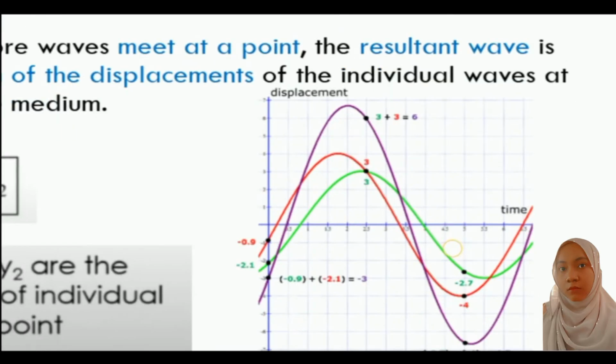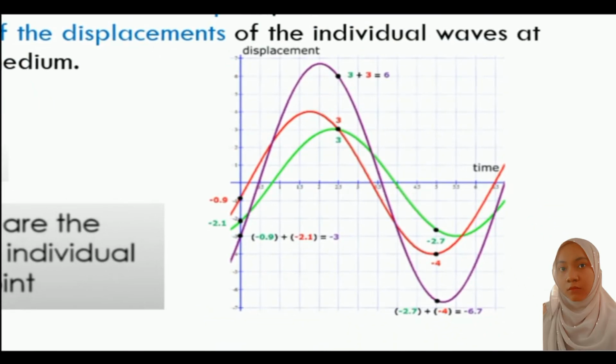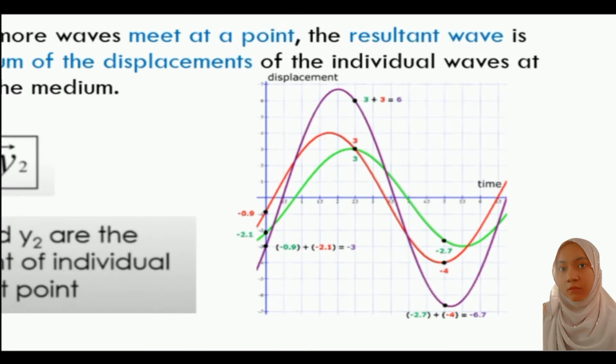Okay, sama juga yang bawah ni. First wave kita negative 2.7, displacement untuk second wave kita pun negative. Total displacement for resultant wave kita adalah hasil tambah kedua-dua wave ni, iaitu negative 6.7.